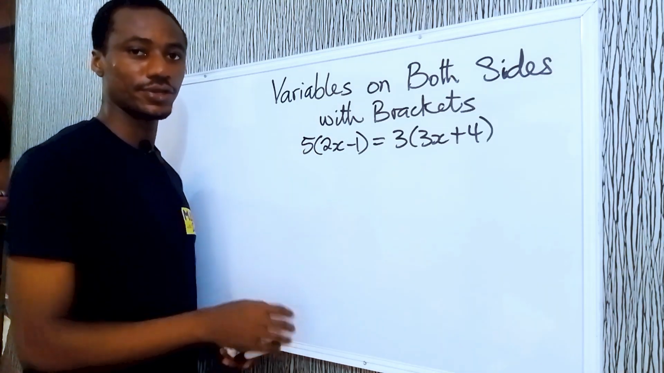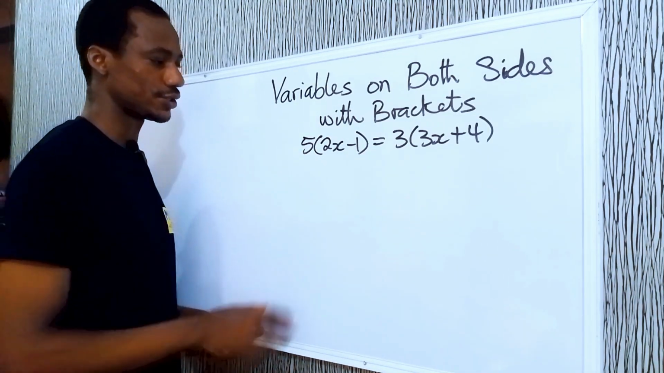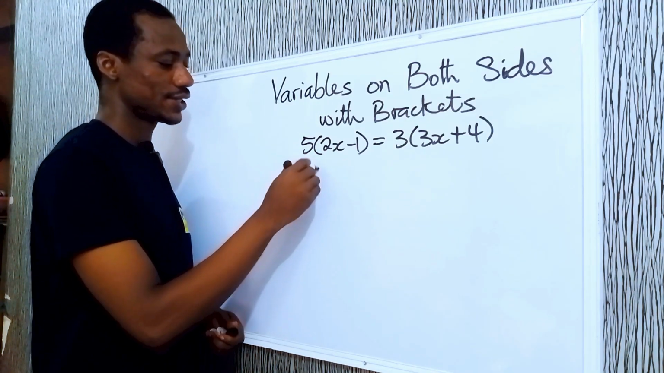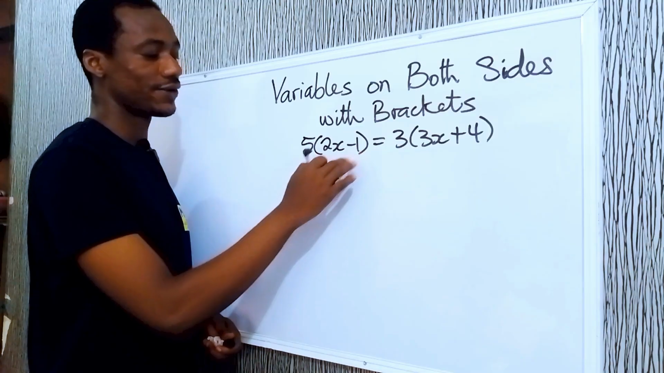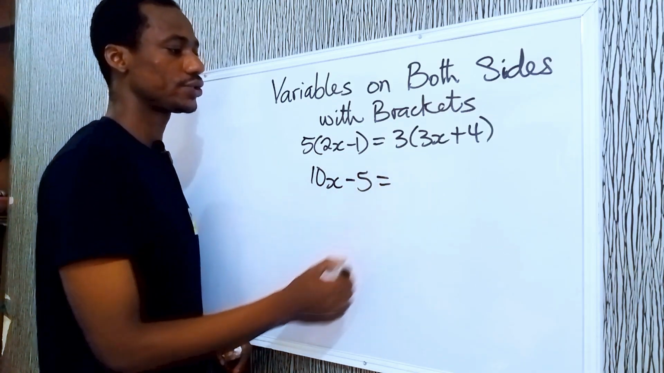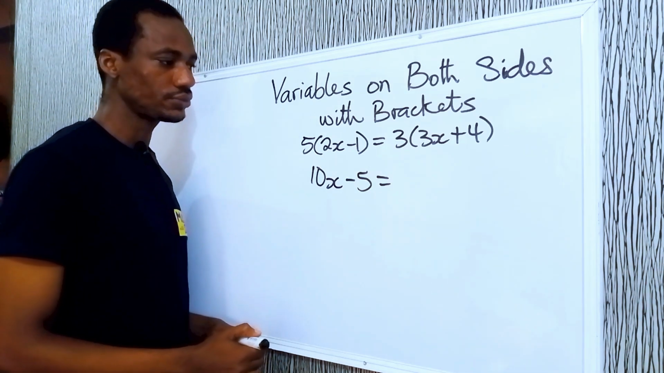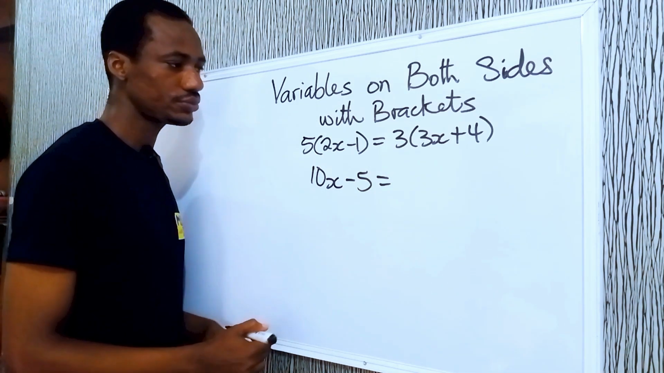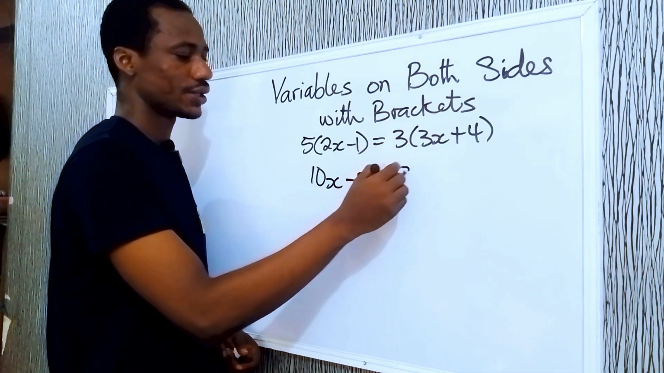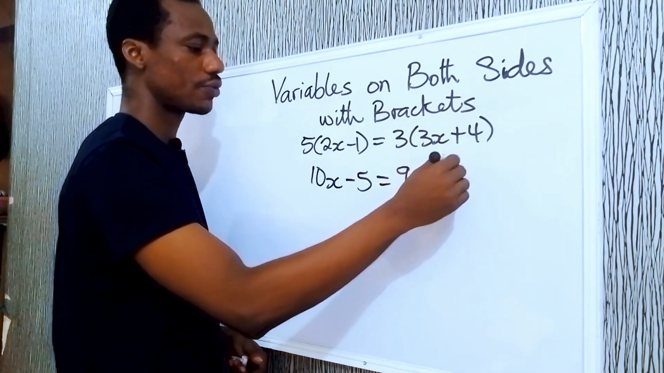Remember, we distribute the numbers. So we distribute 5 to each of the terms inside, by multiplication. So 5 times 2x is 10x, and 5 times minus 1 will be minus 5. And here you have 3 times 3x, that would be 9x. 3 times 4, that would be 12.